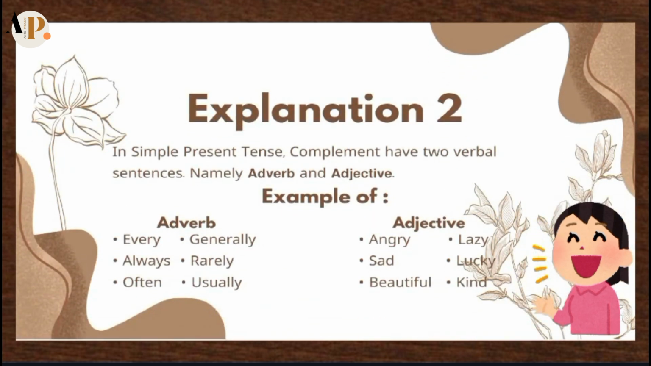In simple present tense, complement has two types, namely adverb and adjective. Examples of adverb are every, generally, always, rarely, often, usually. Examples of adjective are angry, sad, beautiful, lazy, lucky, and kind.